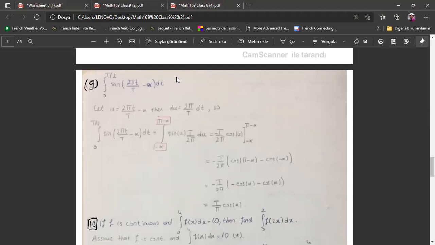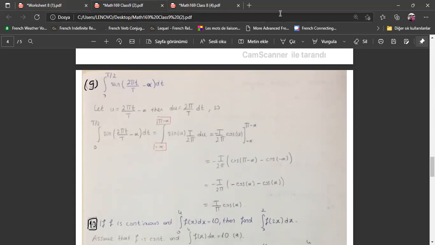Here we have this function inside, 2 pi t over uppercase T minus alpha. So we just plug u equal to that, then du is equal to the derivative with respect to t. This 2 pi over T is a multiple of lowercase t, so it's the derivative. Alpha is some constant, so its derivative is 0, times dt.